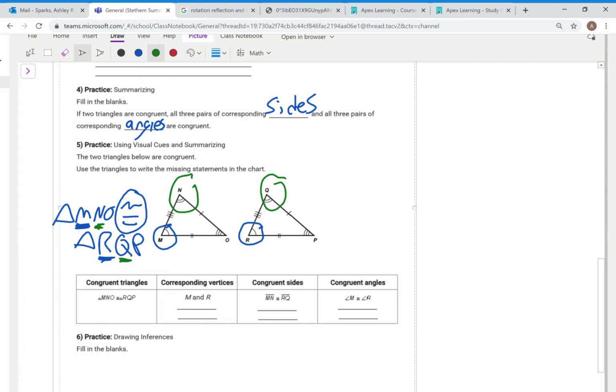So what it wants us to do down here is just write down all the congruent parts, basically. The corresponding vertices. So M, we've already said matches with R. Well, N and Q we've said match. O has 3, P has 3, so they match. P and O, whichever order you want to write them in, it doesn't matter. And I can tell M is first, R is first. N is second, Q is second, O is third, P is third. They should match.